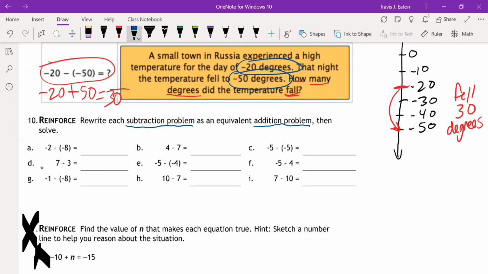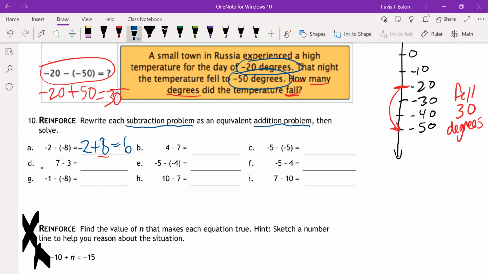So we'll get started. Letter A, negative 2 minus negative 8. Well, remember, we always keep the first number the same. Negative 2, subtraction changes to addition, and the opposite of negative 8 is 8. So negative 2 plus 8. You've got 2 negatives, 8 positives. Well, 8 minus 2 is 6, and I have more positives than I have negatives, and so my answer will be positive 6.